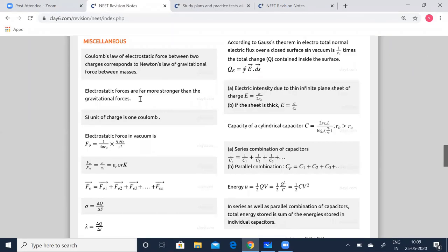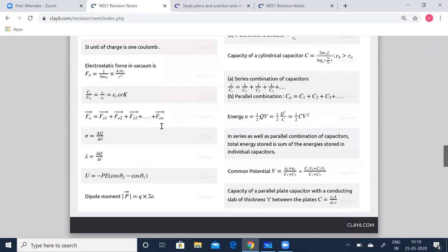Remember, we studied in the first lesson about the different forces in nature, and gravitational force is the weakest force and nuclear force is the strongest force. And when you come to electrostatic force, it is now going to be stronger than the gravitational force. SI unit for charge is 1 coulomb.